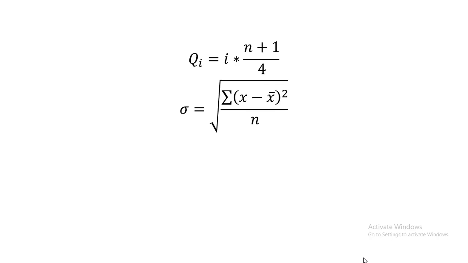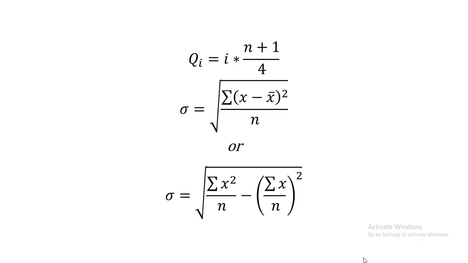Alright, the formula for standard deviation is basically called the definition form, in which we need to find the variance first. Standard deviation is the square root of variance. The formula is the square root of summation (x minus x bar) squared over n, which is the definitional form, or you can use the computational form, which is the square root of summation x squared by n minus (sum of x by n) whole squared.